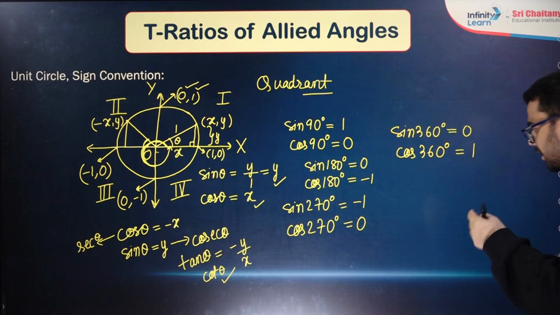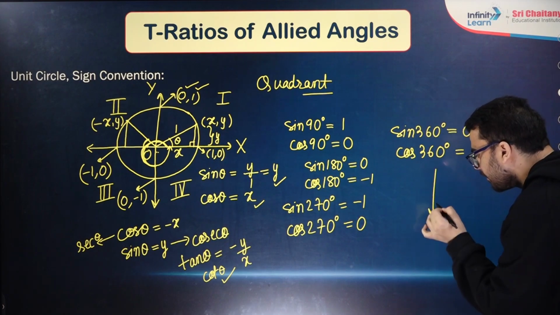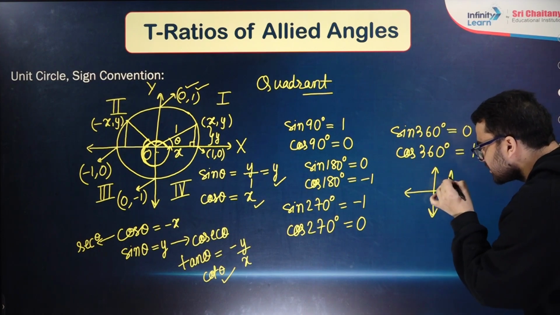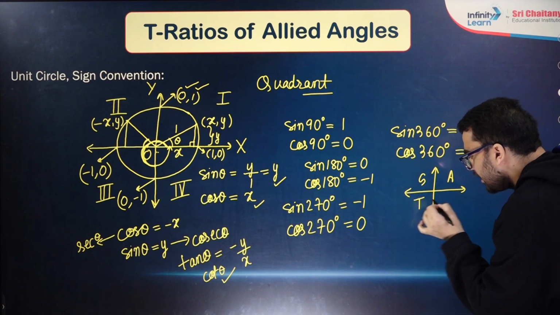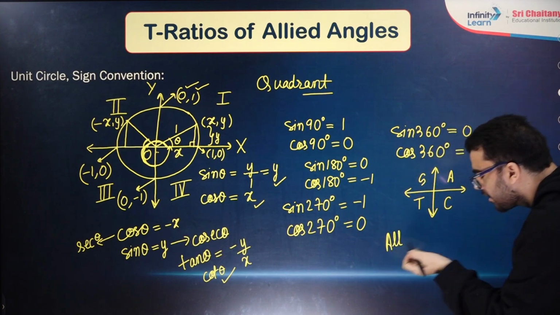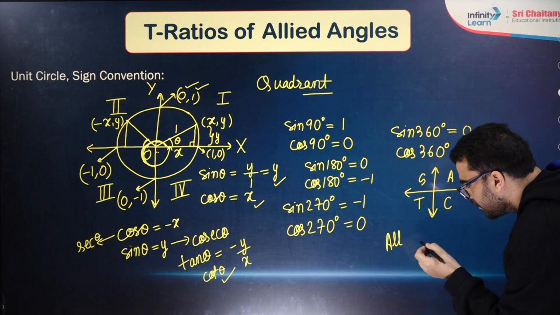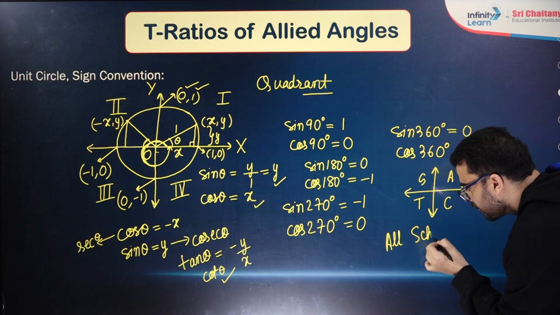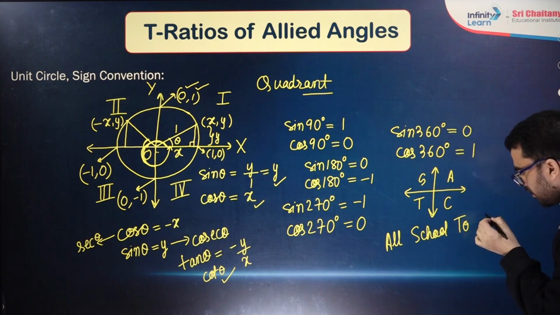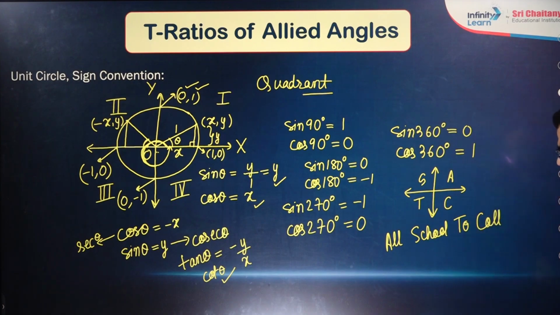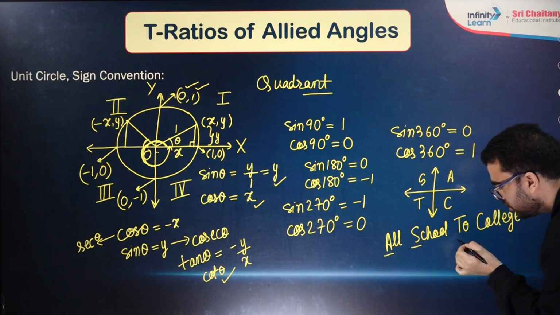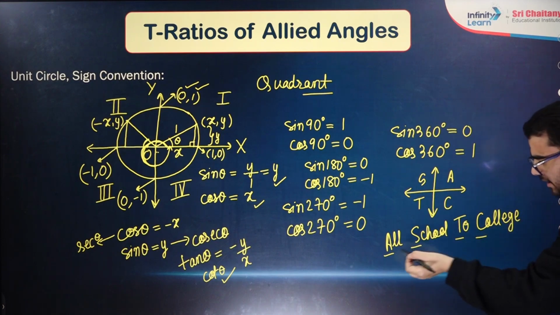So there is a shortcut to remember that. The ASTC rule. In short, you remember like this. There can be other short forms as well. All school to college. Others call it what? Mnemonic, I guess. Right? So all school to college, ASTC rule.